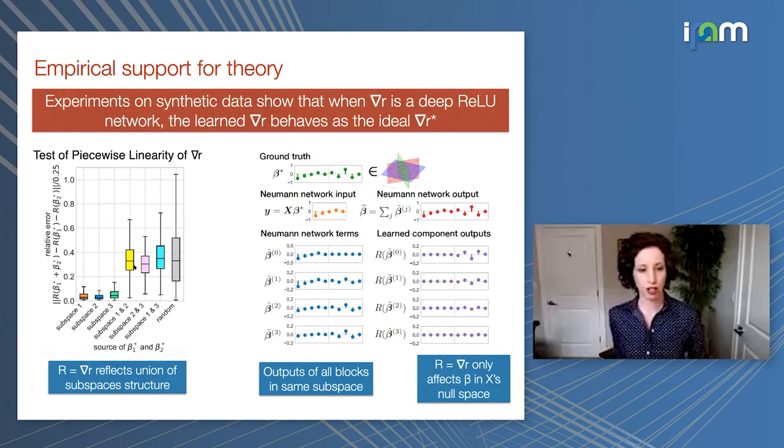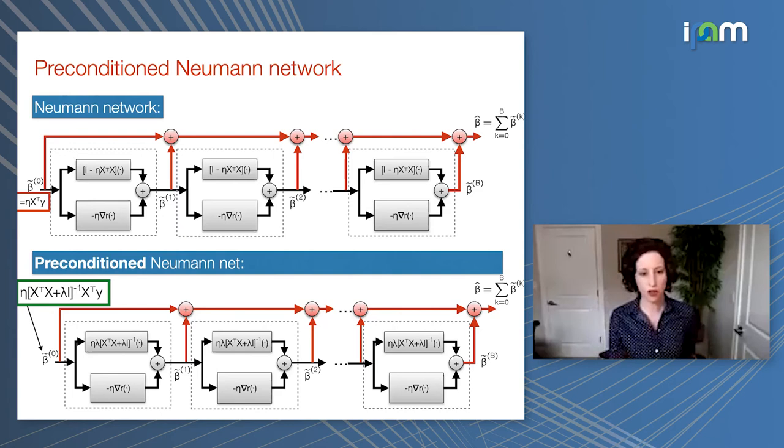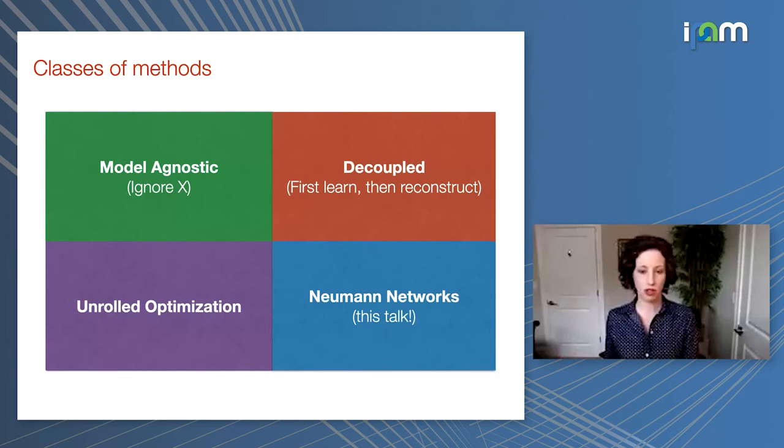Okay, so let's take a look at some examples. Before I do, I just want to mention very quickly that there's a fourth or fifth method that I'm going to present, which basically takes the Neumann network, which I already presented to you, and tweaks it a little bit to precondition it. Before, the input to the network was simply X transpose times Y. Now we're going to change it so that our input corresponds to doing Tikhonov regularization, which we talked about way at the beginning, and we modify the blocks of the network to account for this different initialization.